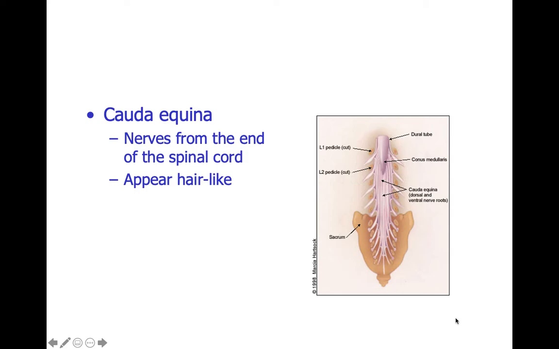And in fact, those farmers among us will look and say, yeah, it does kind of look just like the tail of a horse. And that's why it's referred to as the cauda equina. These nerves will branch out and service the inferior end of your body, your legs, your pelvic cavity, those sorts of things.